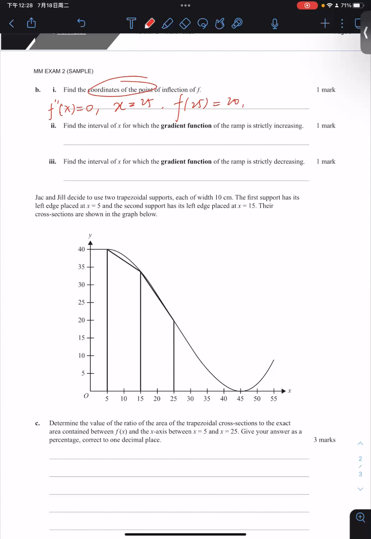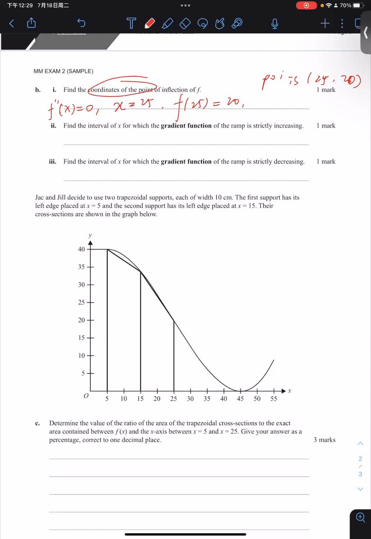So the coordinate, all right, the point of inflection is 25 and 20. All right, 25, 20. It is 1 mark, but it's ready to get. All right, second one. Find the interval for x which the gradient function of the ramp is strictly increasing.